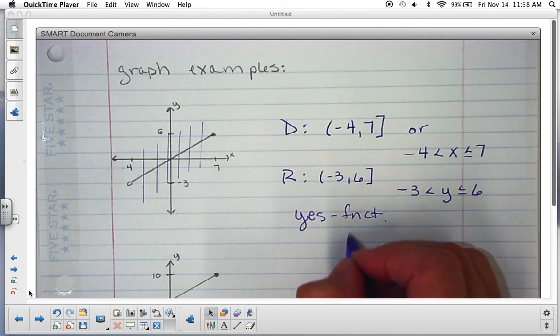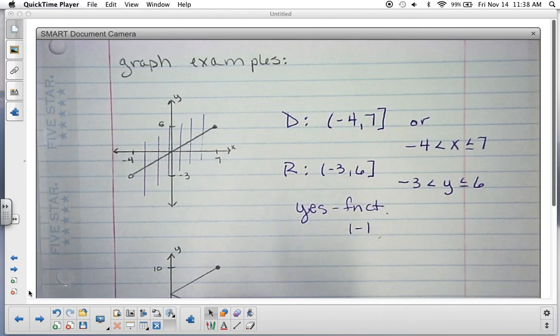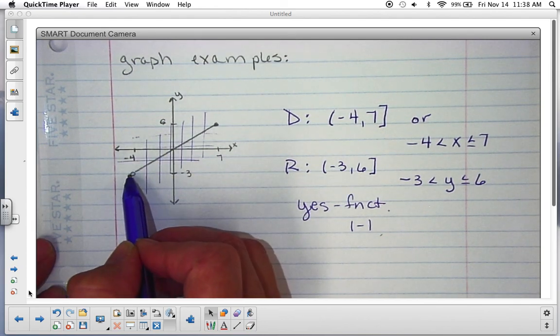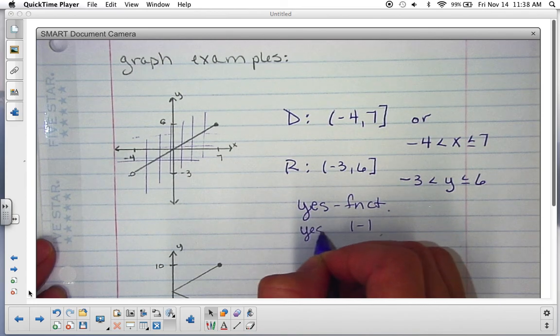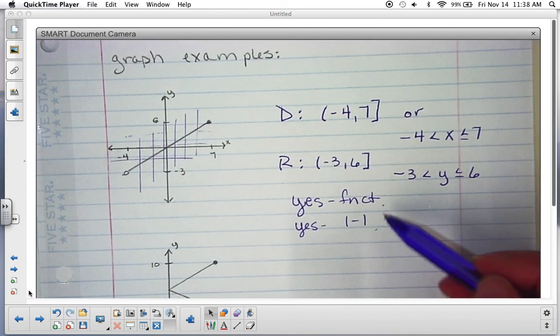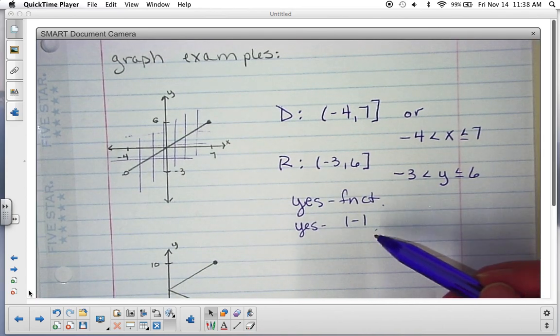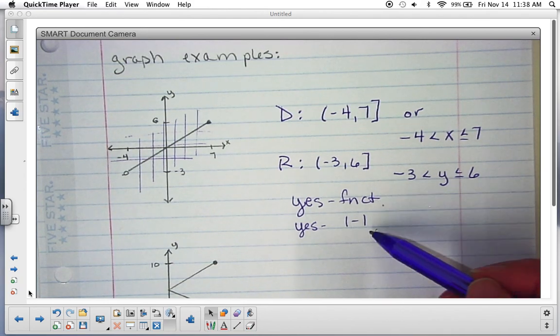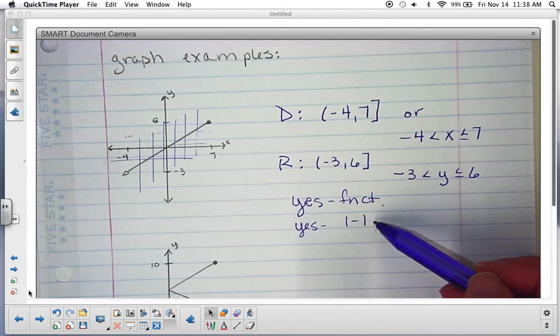For the one-to-one question, you draw a horizontal line. So going across this way, would it always hit this line only one time? Yes, it would, so this is also yes. So that horizontal line test versus the vertical line test, I think you saw the vertical line test in Algebra 1. I think the horizontal line test may be new this year.